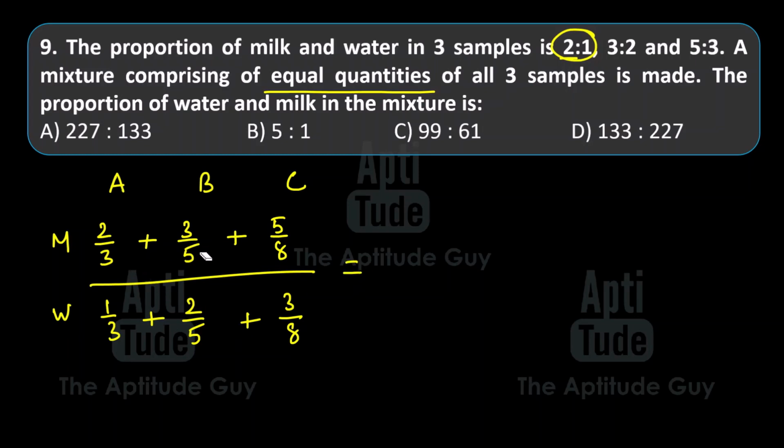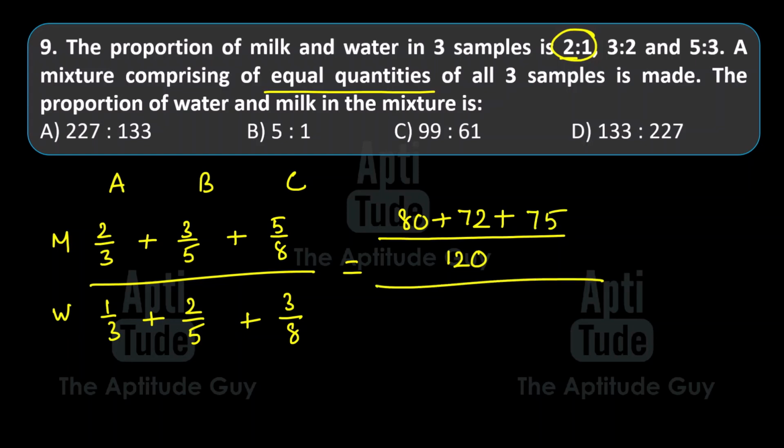LCM of 3, 5 and 8 is 120. We have 120. 120 by 3 is 40. 40 into 2, 80. Plus 120 by 5 is 24. 24 into 3 is 72. Plus 120 by 8 is 15. 15 into 5 is 75. Done. Now let's go to the denominator.